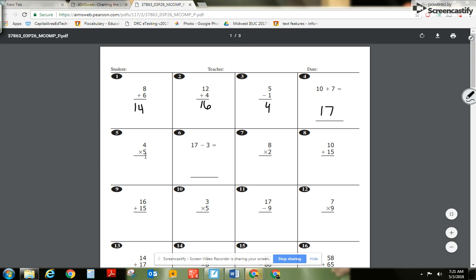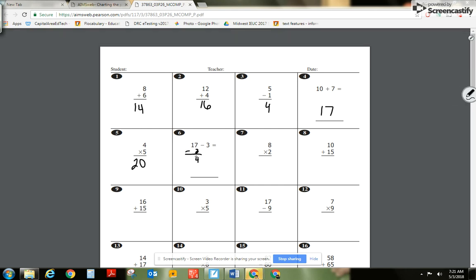Four times five. I like to count by five four times, so 5, 10, 15, 20. 17 take away three. Sometimes kids like to rewrite it like this, and that's fine. 8 times 2, counting by twos 8 times, and you get 16. Number 8, I always start in the tens place actually when I notice a problem like this, and it's 25.